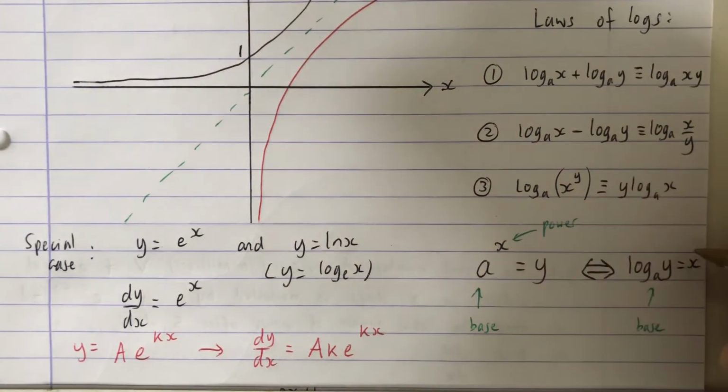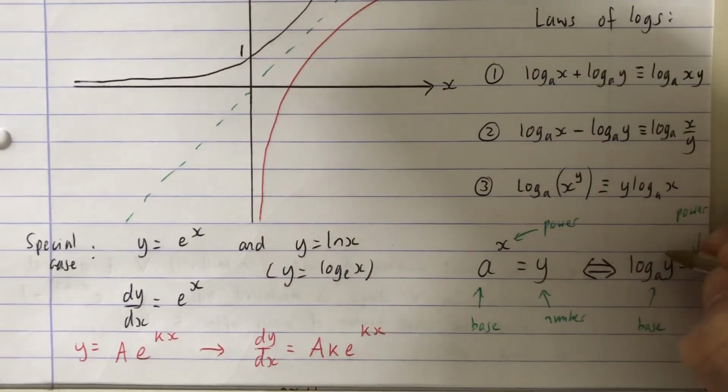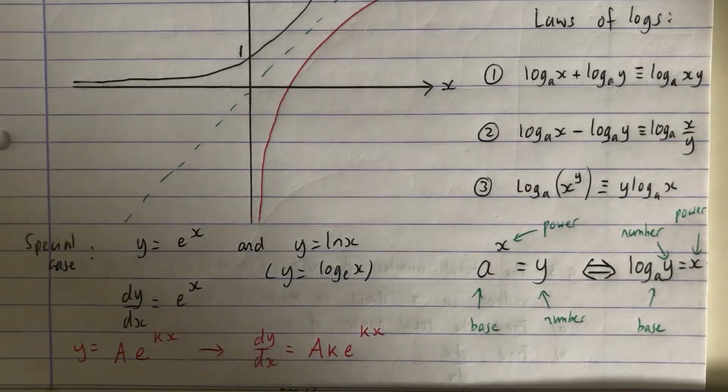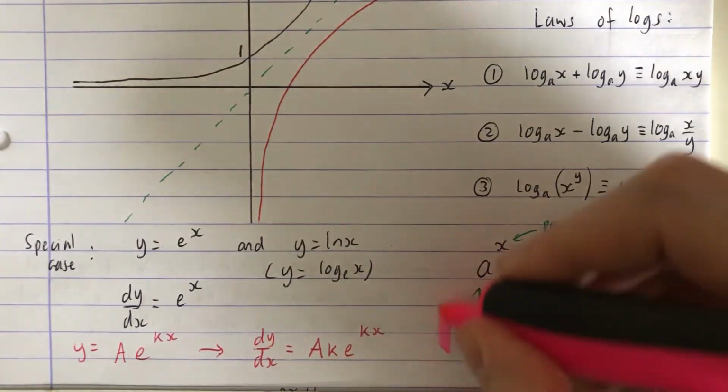That's the power of the index. The answer to this is the power. And I guess this is just called a number. The number goes in there. And that would be, you need to know this equivalence. It's probably one of the more important things out of all the rules I've just stated.